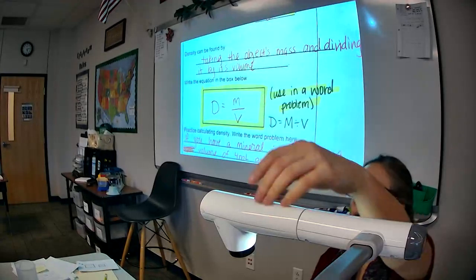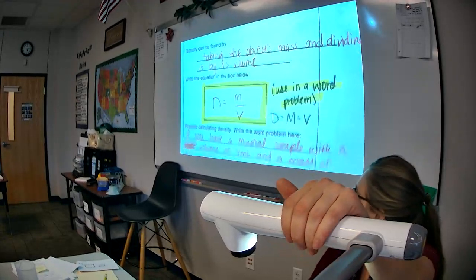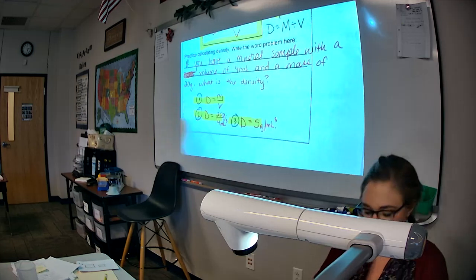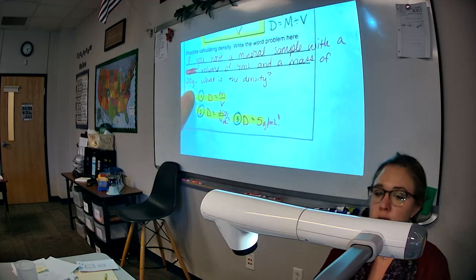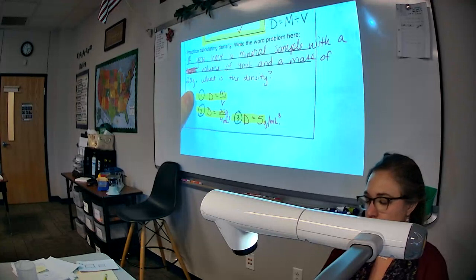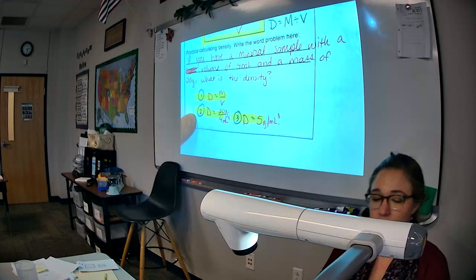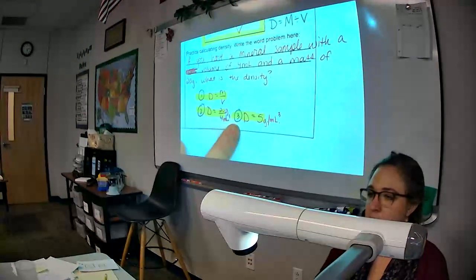Okay? However, when you solve it for the quiz or the test, I want you to use the same 3 steps. The first step is where we rewrote the equation. The second step is where you rewrite it again, but plug in the numbers you know. The third step is where you solve it.